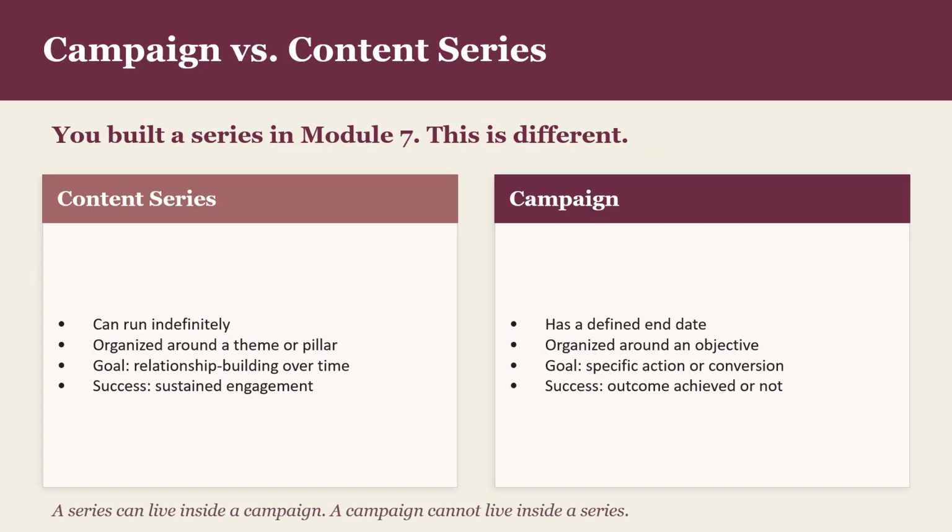Which means I also want to address what comes out of Module 7, which could be confusing. In Module 7, we spent a lot of time on content series. A series and a campaign are not the same thing. A series is organized around a theme. A campaign is organized around an objective. A series can go on indefinitely, and it doesn't need to end. A campaign must end. A series measures relationship quality over time, and a campaign measures a specific outcome.